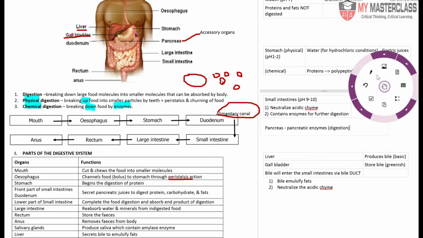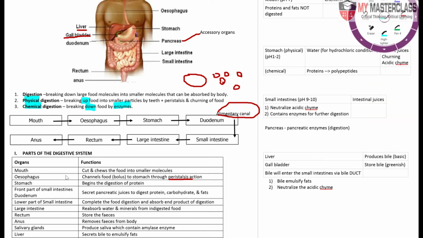Coming back to the table that you have in front of you, the small intestines is divided into 3 sections. You do not have to know the names of the 3 sections at this point in time. What you do have to know is that the lower part of the intestine will complete the food digestion, and whatever end products result will then be absorbed. Whatever is not absorbed, which means it is not required, will then be stored in the rectum.